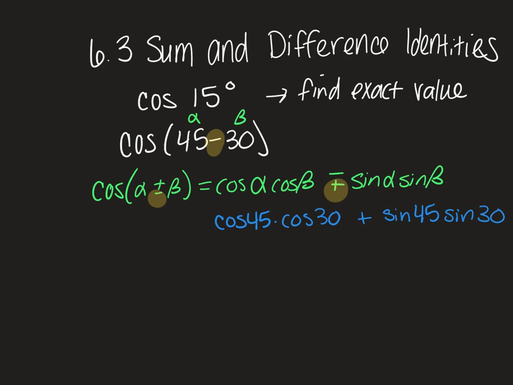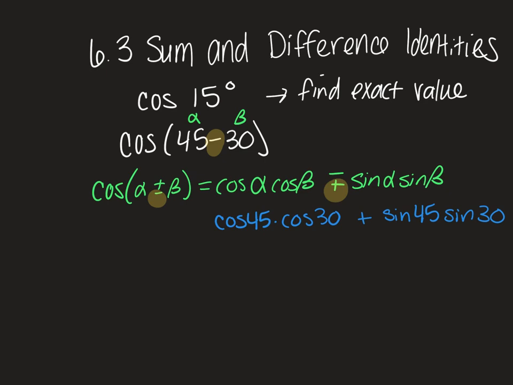Wait, how did you get the positive sign? Because it's part of the formula. But how do you know which one to use? For cosine, you're always going to use the opposite sign. Since the minus is on the bottom here, you want to use whatever sign is on the bottom here. For the sum and difference identity for cosine, if you're subtracting your angles, then you're going to use a plus sign in the middle.